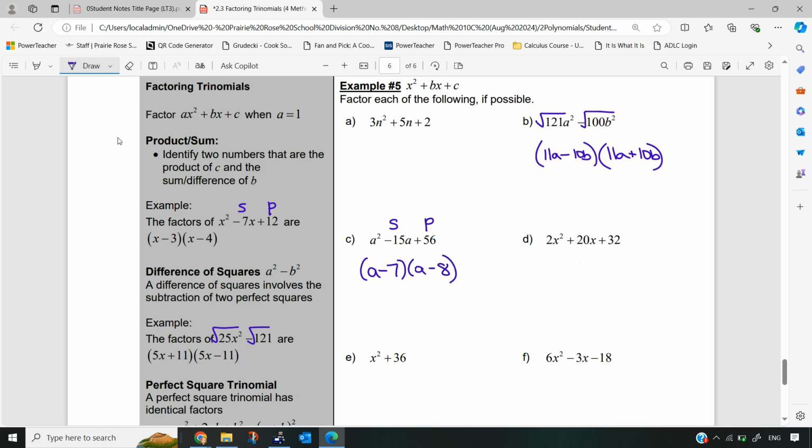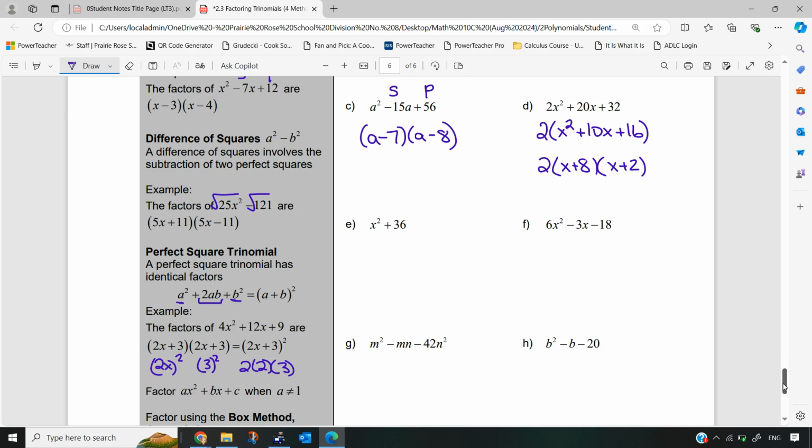D, I first noticed that I can pull out a GCF. So I'm going to pull out a 2, and that leaves me with x squared plus 10x plus 16. Now I have a leading coefficient of 1, so I'm just doing product sum. I want two numbers that multiply to be 16 and have a sum or difference of 10. Notice that I have a positive product, so I want the same sign. So this is going to be x plus 8 and x plus 2.